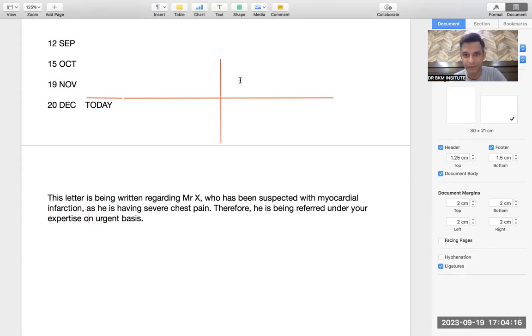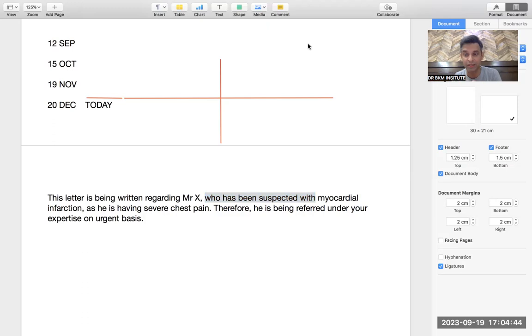Everybody will speak because everybody is on mute, but speak in your heart. So I'm writing this letter to a cardiologist. You are absolutely right. So that is the point. So you can figure out from here that the case has been suspected with myocardial infarction, as he is having severe chest pain. So this is present, passive voice. Has been suspected means has been suspected by us, by the hospital. So that is the only thing you write in the first paragraph.